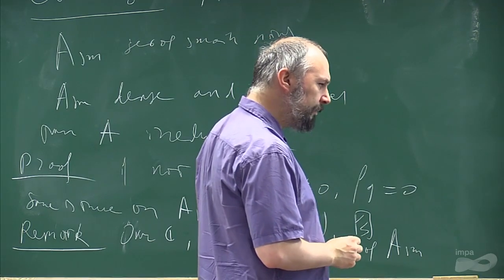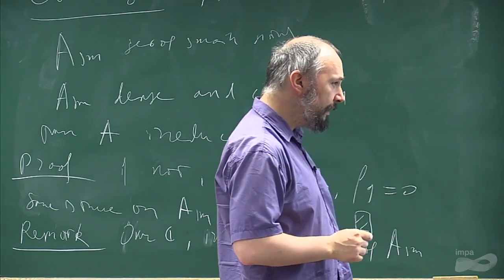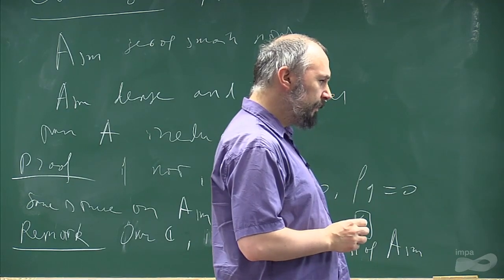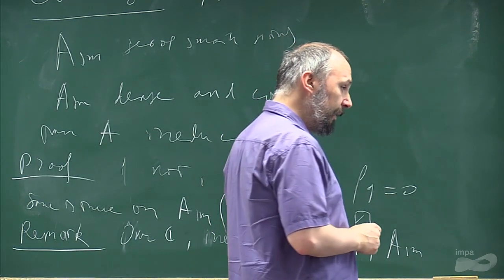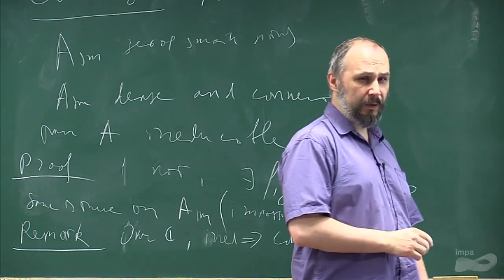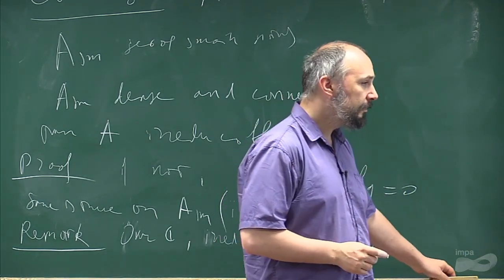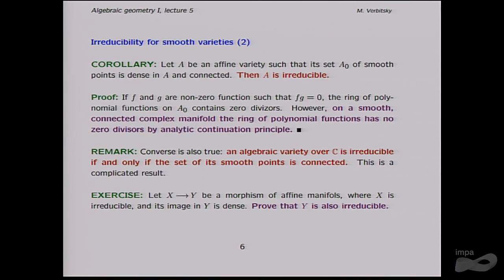Okay. Yeah, there is also an exercise about morphisms of affine varieties: the image of an irreducible is irreducible. Can you do that? So let me write the exercise. I'm not going to prove it because I'm not going to use it. It's a good exercise for you.